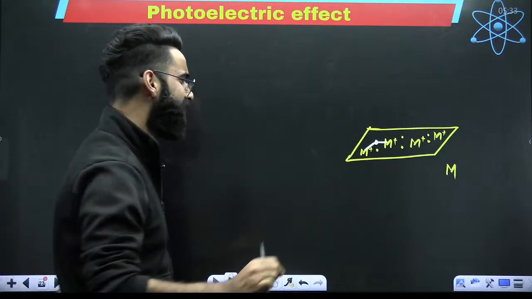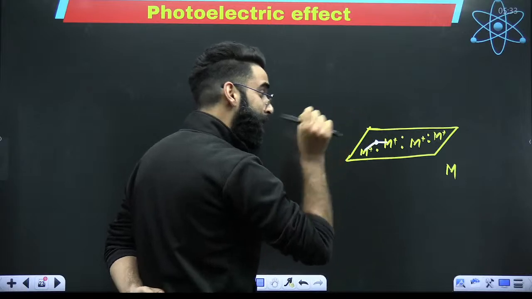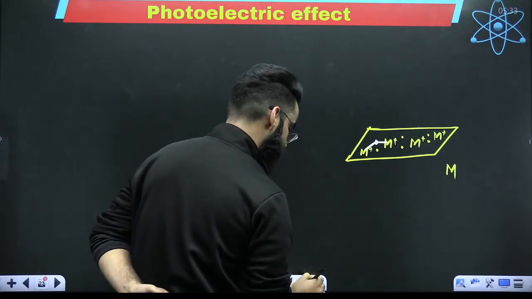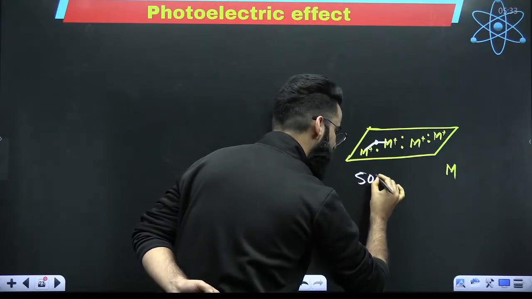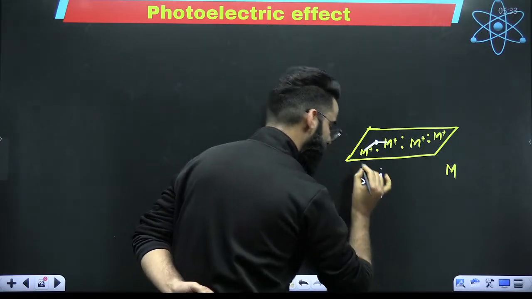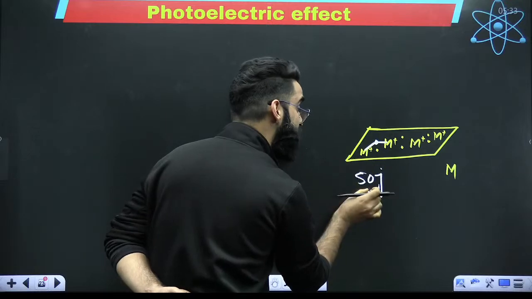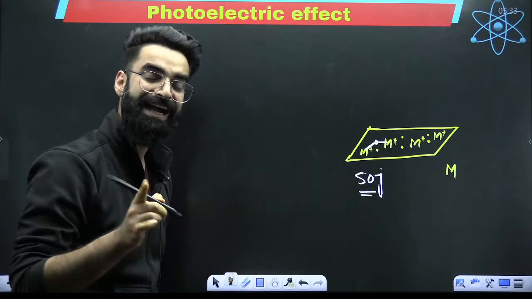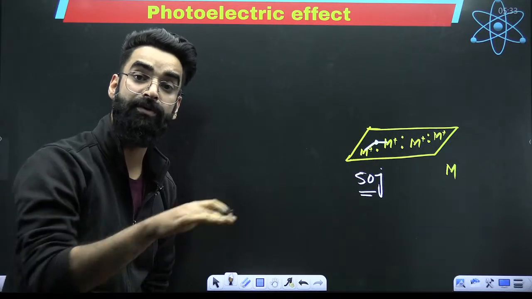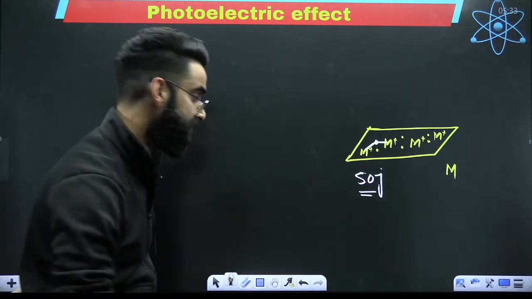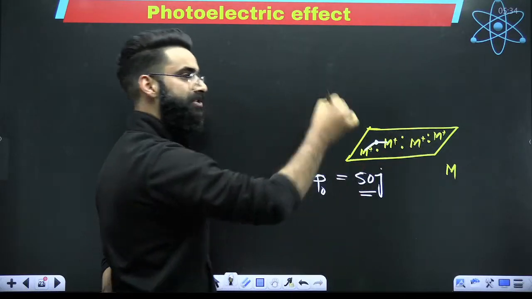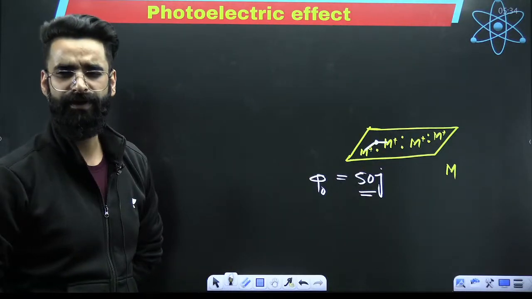Let's assume that minimum 50 joules of energy is required to take this electron out. And that minimum energy which is required to take the electron out from the surface of the metal, that's what you call as work function. So this 50 joules over here, let's say this is the work function of the metal.